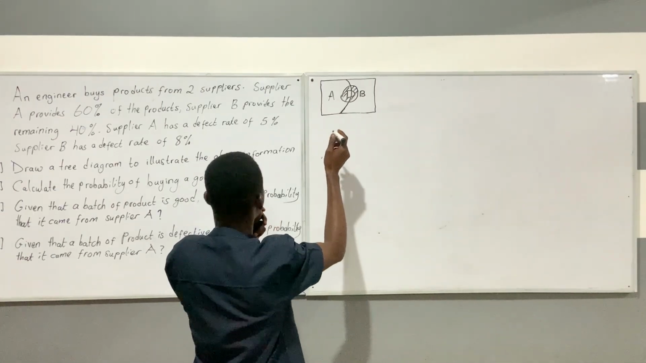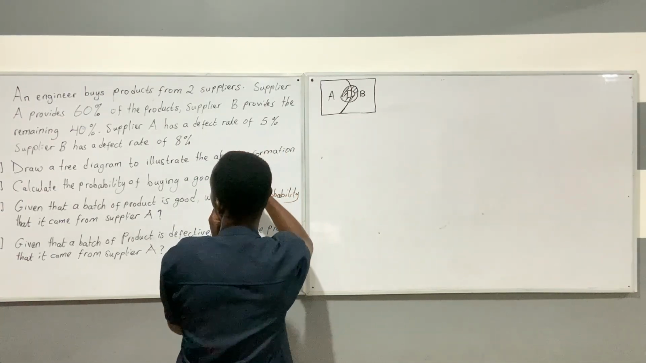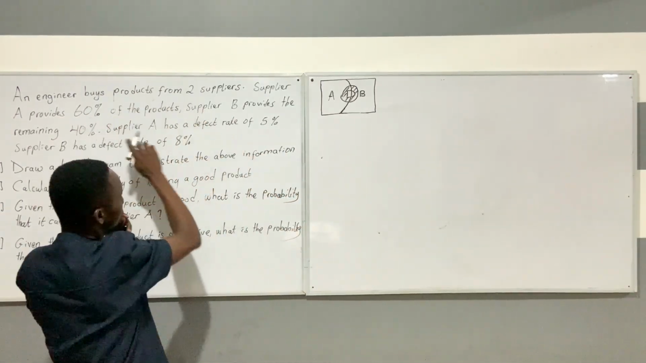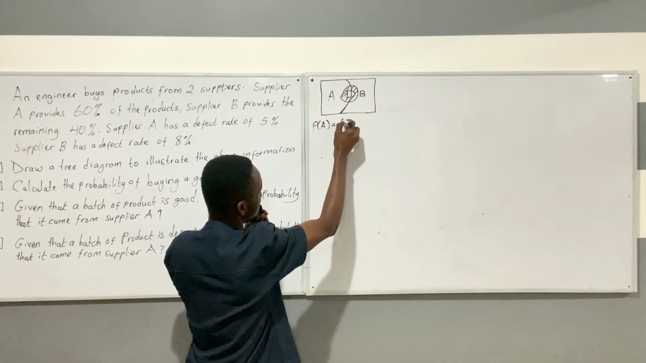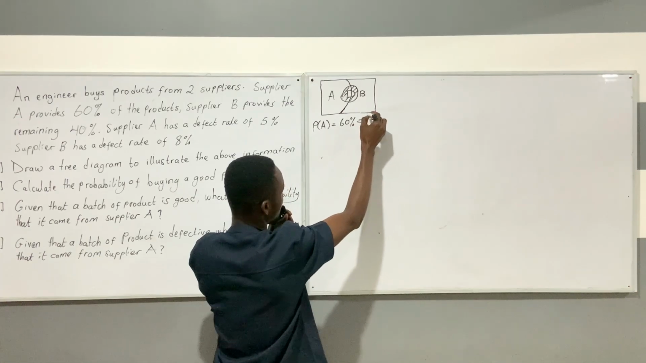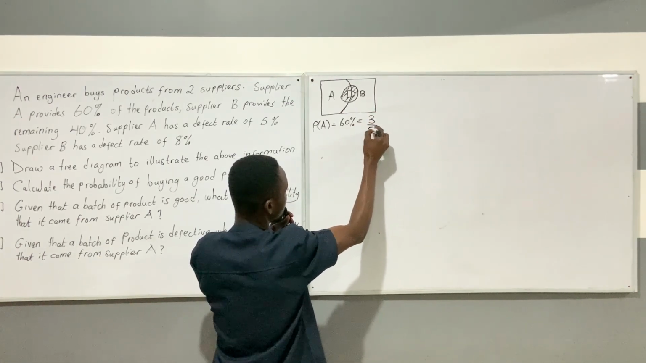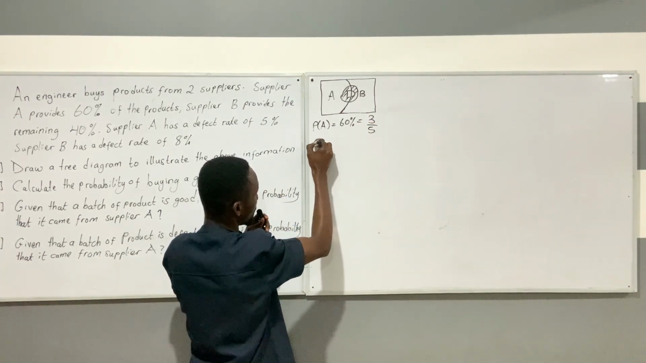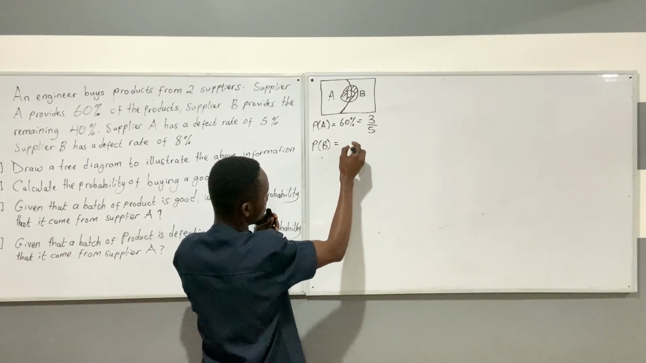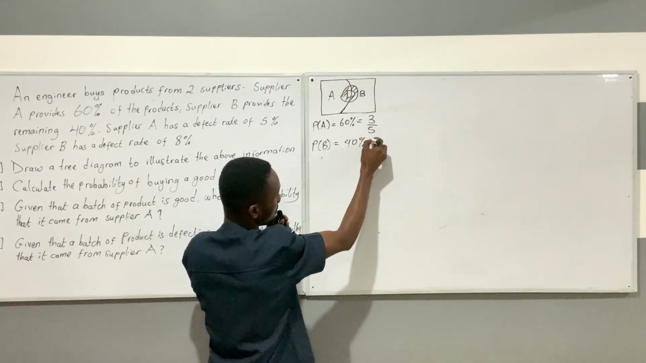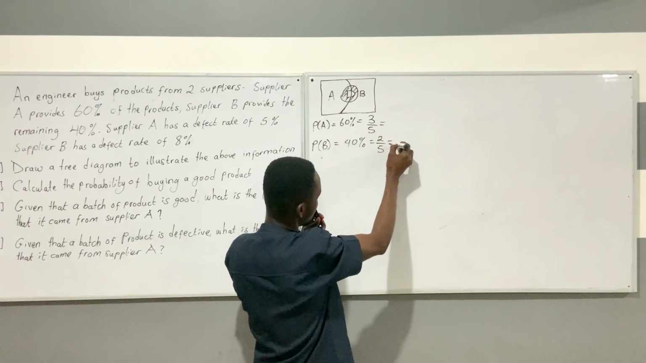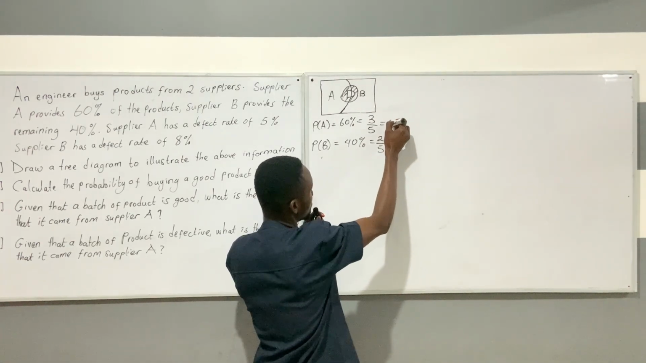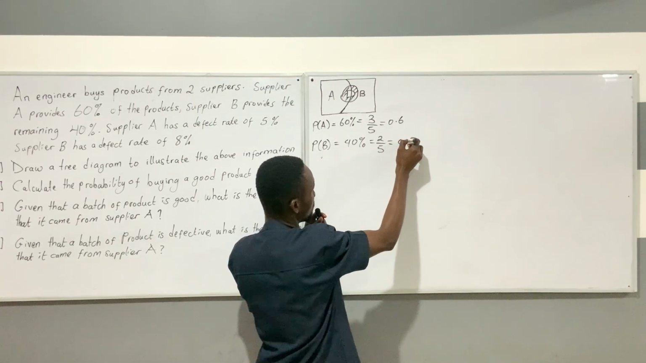So now let's pick out the probabilities. Probability of A was 60%. So P of A, this is our data, gave us 60%. When you divide this over 100, you get 3 over 5. Then we have the probability of B, which gave us 40%. This gives us 2 over 5. When you change this into decimals, we have 0.6 and 0.4.